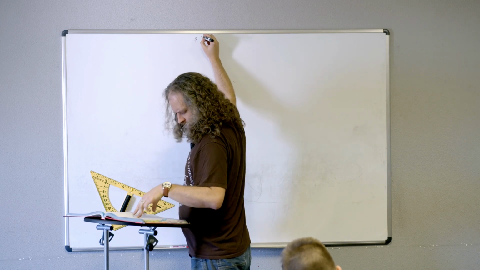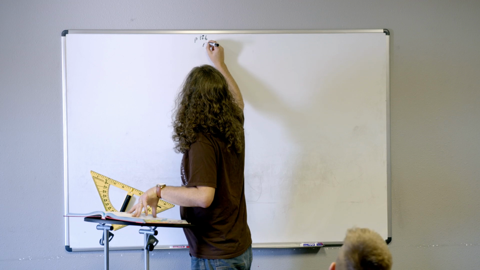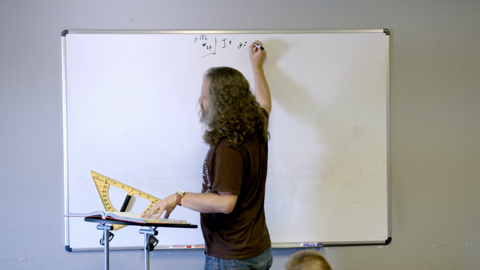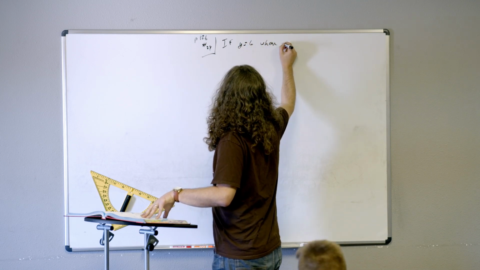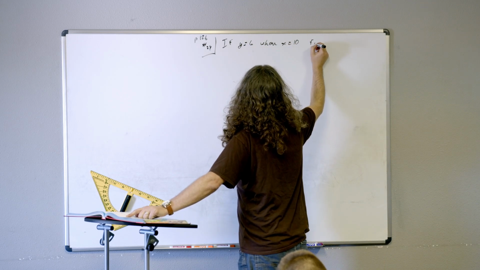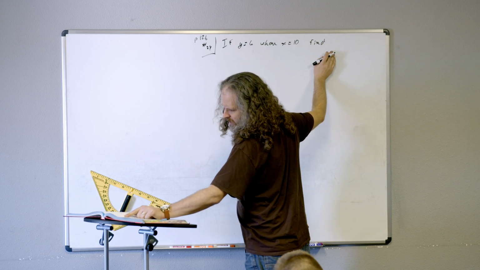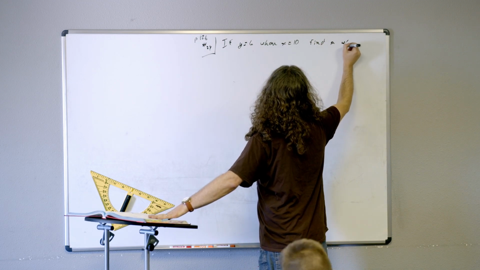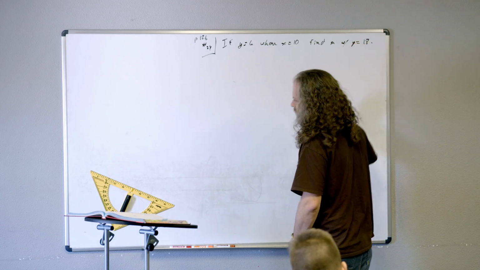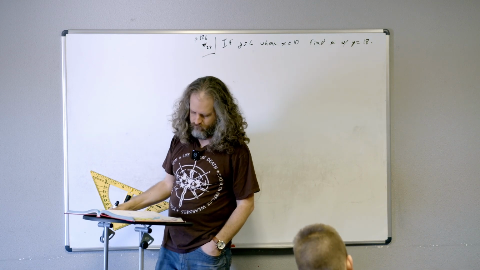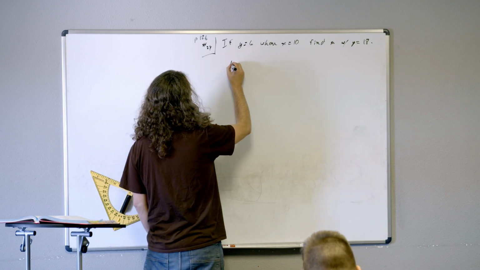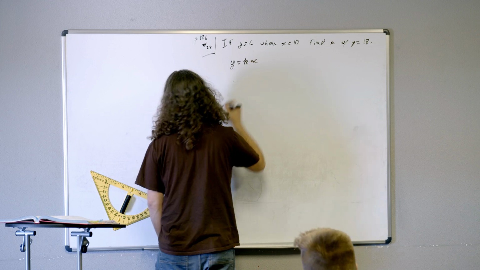This is page 186, number 24. If y equals 6 when x equals 10, find x when y equals 18. What do we do? We do the formula. Okay, what is the formula? Y equals kx. True enough.